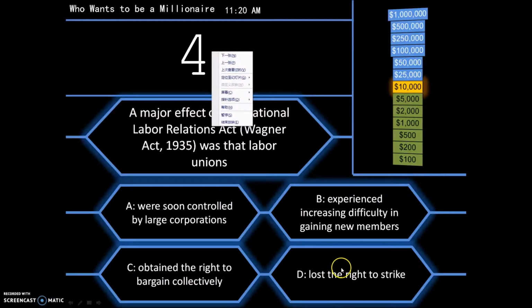So if it's an assistance to the workers, the negative answers must be eliminated. For example, D and B and A, these three are actually all negative. So C is showing the positive assistance for the workers, and therefore our answer is C.